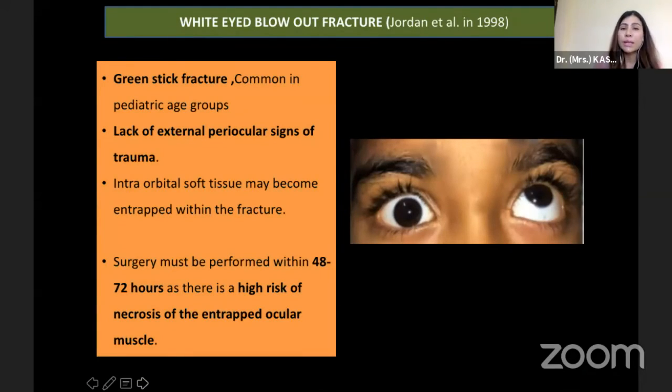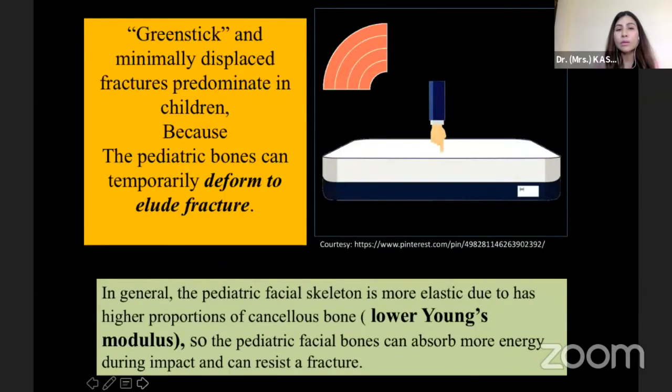And what we commonly see in a young child is the white eye fracture, which is basically a green stick fracture, where there is a lack of any periocular signs. But this can be very serious because the muscle gets entrapped, leading to necrosis, and also there can be an oculocardiac reflex. So what is this green stick fracture?